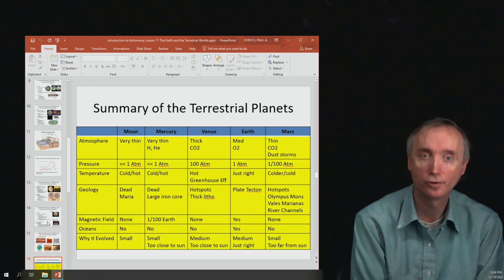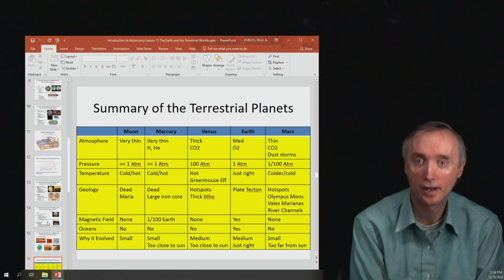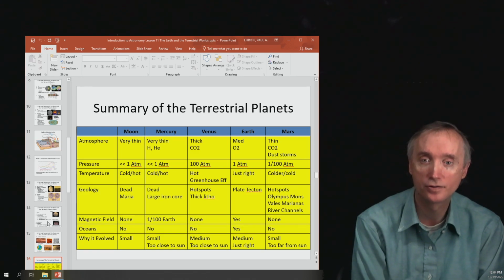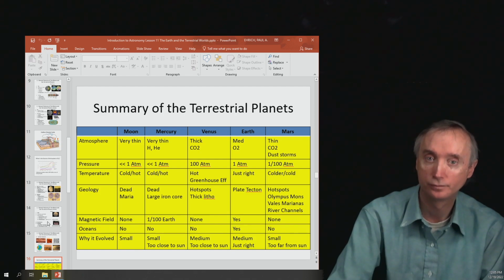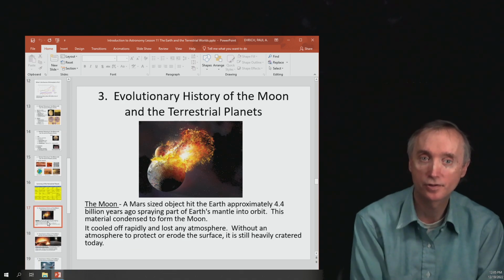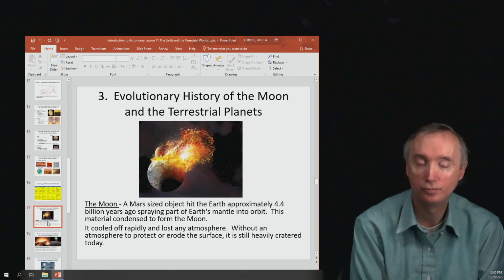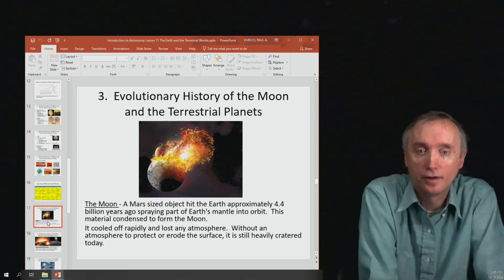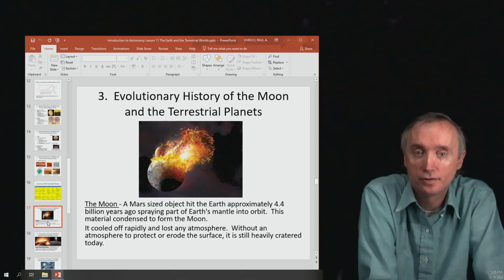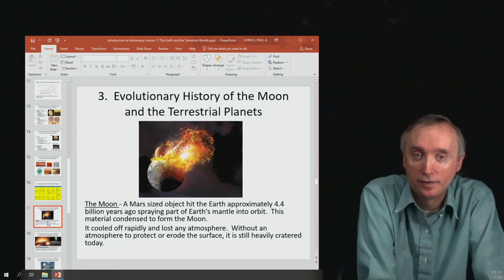So here's our summary of the terrestrial planets, and also make note of why each evolved the way it did. And so here's our history. So the moon is a result of a collision between the Earth and an object about the size of Mars about 4.4 billion years ago. And then that debris went into orbit and it formed the moon.